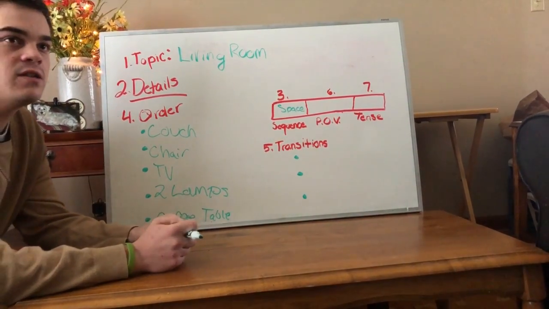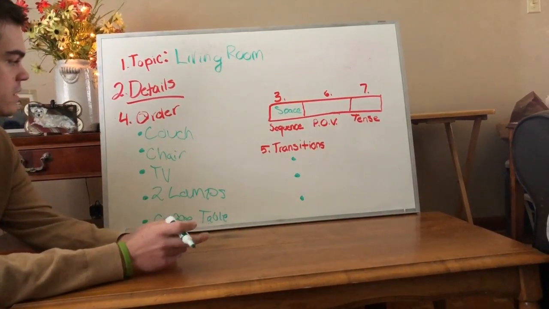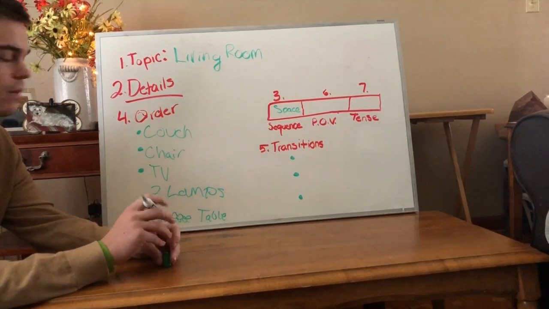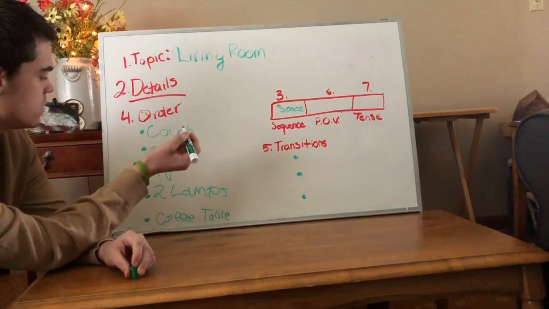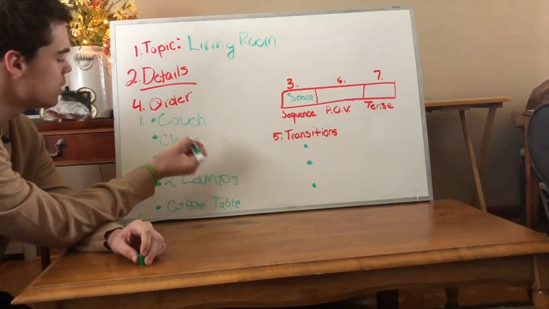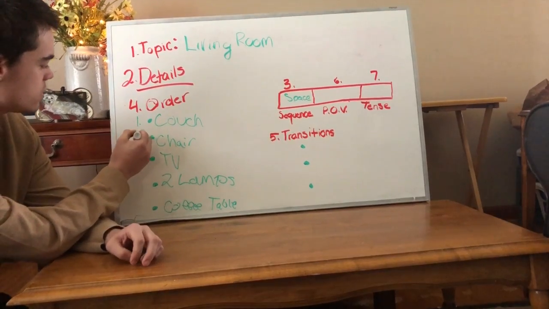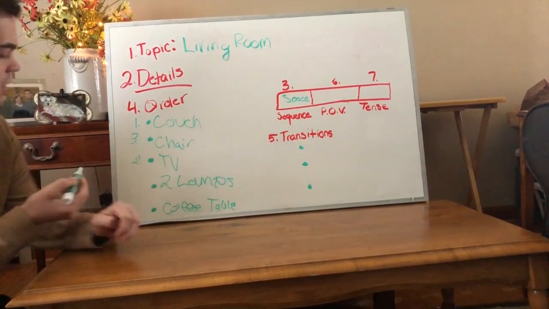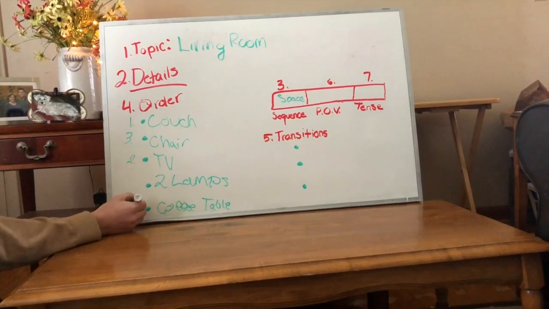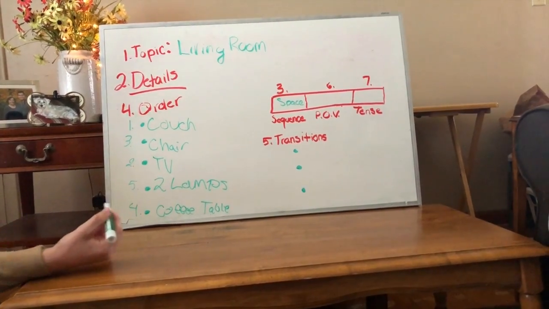So say I walk into a room, I would want to describe the room left to right. So now we're going to order what detail would come first in your paragraph. I think maybe the most important would be the couch. And then maybe the TV, describe that. And then another chair. And then I'm going to go with the coffee table. And then the 2 lamps. Now I want you to do that for your example.